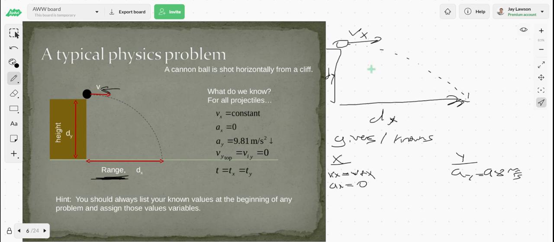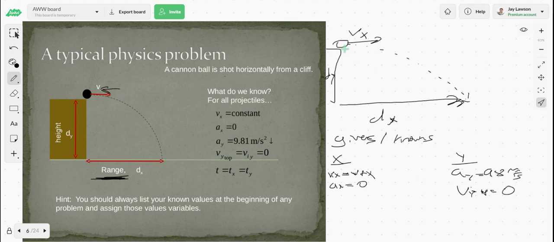And I also know, now this isn't going to come into play as much. I'll take that back. Yes, it will. Sorry, my apologies. That Vy at the top is going to be equal to 0. So the initial velocity up and down, even though it's being shot horizontally, the initial velocity in the y direction is going to be 0. Okay, so keep that in mind.